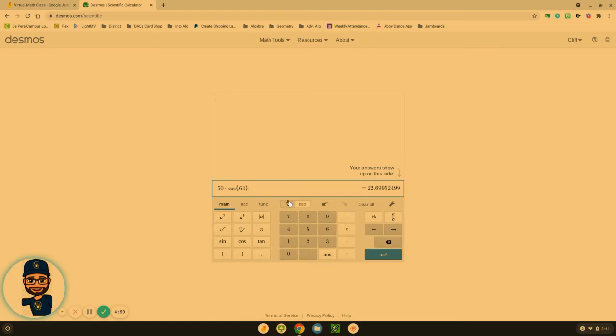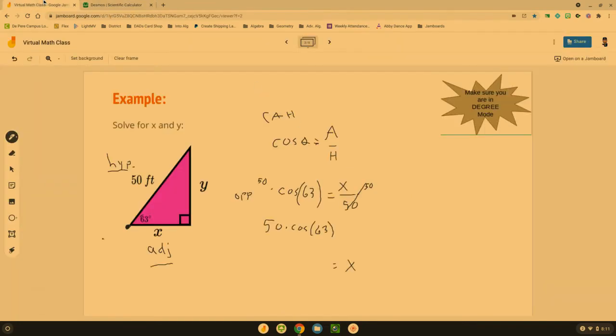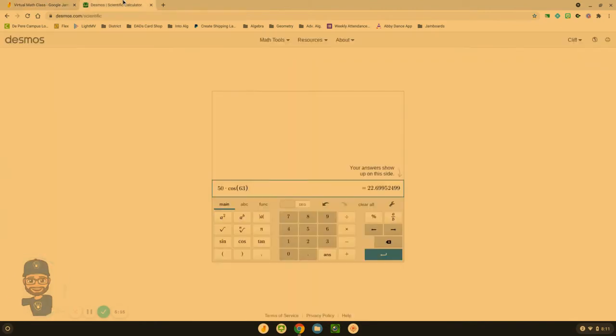You want to make sure that when you're using it, the degree setting is what's showing. If I change it to radians, notice it changes the number. We want to make sure that it's in degrees. We get 22.6995. Does it say what to round to? No. So typically, we're going to round to the nearest hundredth. So 22.70.